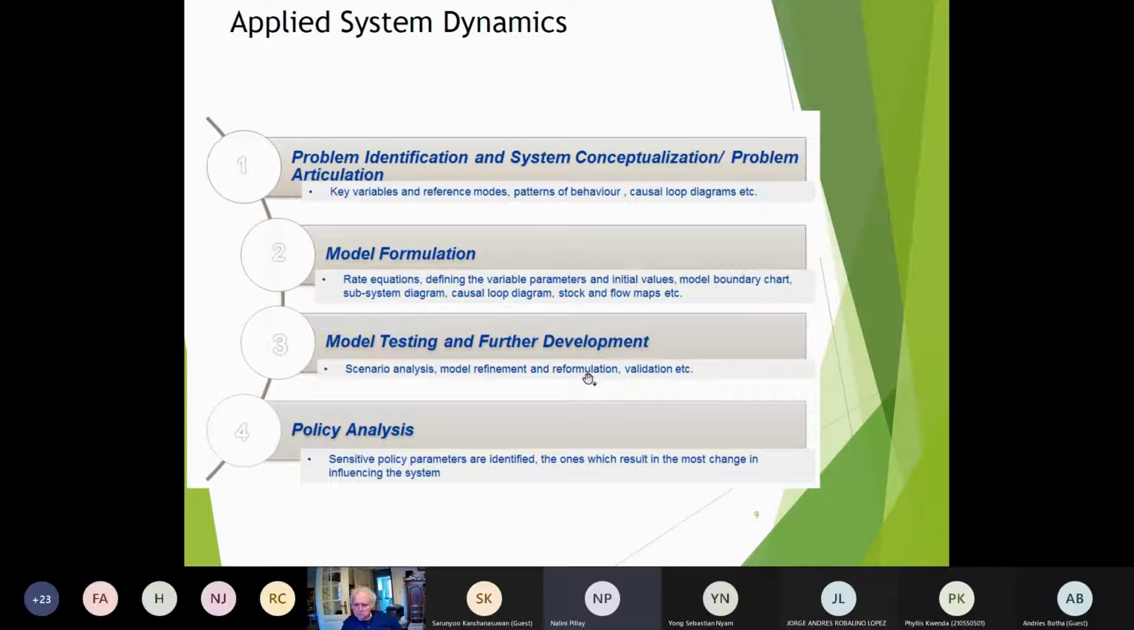So in terms of the method that we are all very familiar with in terms of system dynamics, if you're a system dynamics modeler, you would have come across some of these methods that cover things such as, firstly, problem identification, trying to conceptualize the problem, articulate the problem, identify key variables, patterns of behavior, defining and developing your causal loop diagrams. Secondly, there's another aspect to the method that some people may be familiar with, and that is formulating the model. The third one is actually testing the model and further development if required.